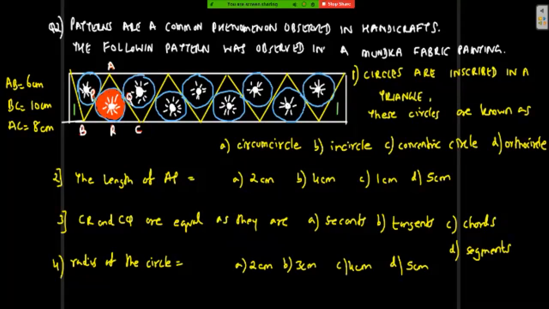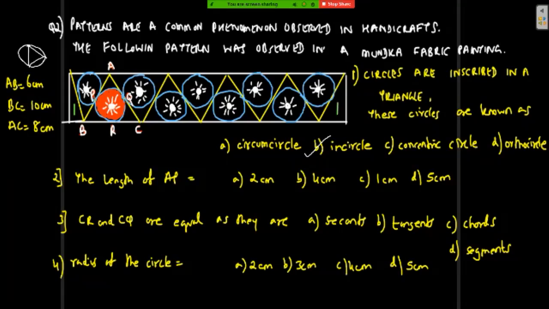You know what these circles are called? When the circles are touching the 3 sides of the triangle, these are called incircles. Okay, these circles are called incircles. When the circle is around the triangle, these are called circumcircles. Now these are incircles. Now here the first question is, what is the length of AP? What is the length of AP?